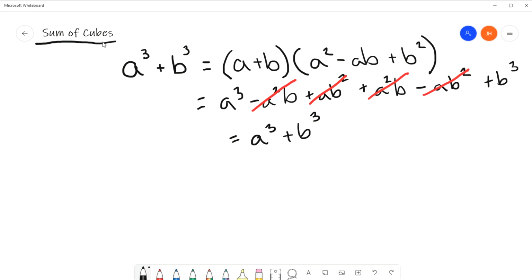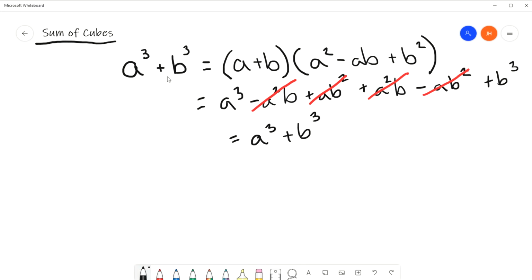Sum of cubes is the only time that it's factorable with the addition. There is no sum of squares, okay? So if I have a squared plus b squared, that will not factor. Once again, I just want to point this out. a squared plus b squared does not factor. All right? It is exclusive. The sum is only for cubes, okay?